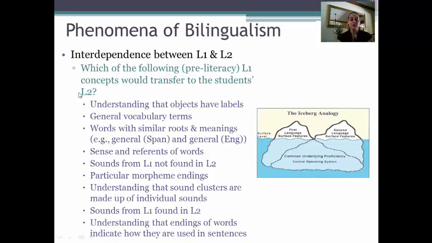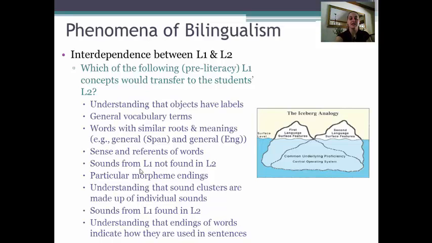So what I would like you to do, you can find this activity sheet in the same unit that you're watching this video. Think through which of the following concepts would go below the water, meaning that it's something that can be transferred across languages. It's a skill that can be transferred. And then which ones would go above the water, meaning that it is specific to one language and would have to be relearned in the other language.